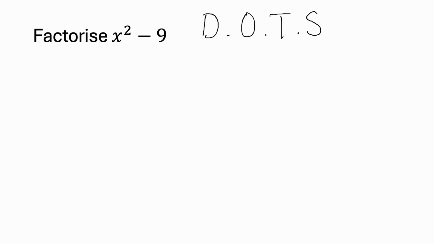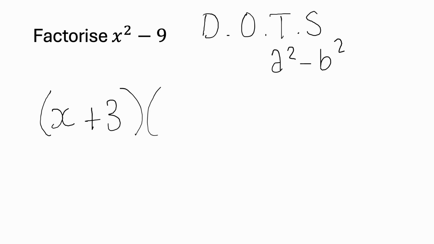So if you are in an exam and you see something in the format of a squared minus b squared, so if you see that you've got two squared terms in this sort of format, then that tells you that you are doing difference of two squares. So the square root of x squared is x, and the square root of 9 is 3. So x plus 3, and then the other one's going to be x minus 3.